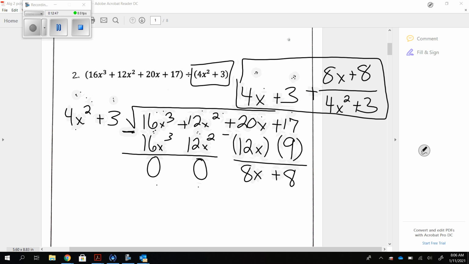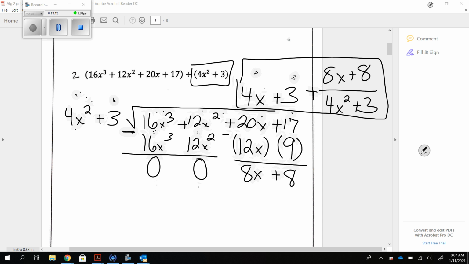Then we take these two numbers and multiply them by the second term that we're dividing by to get the numbers we need to cancel it out with to see what our remainder is. 20x minus 12x and 17 minus 9. Our remainder is 8x plus 8. The way we write the final answer is 4x plus 3, and our remainder is plus 8x plus 8 divided by 4x squared plus 3.